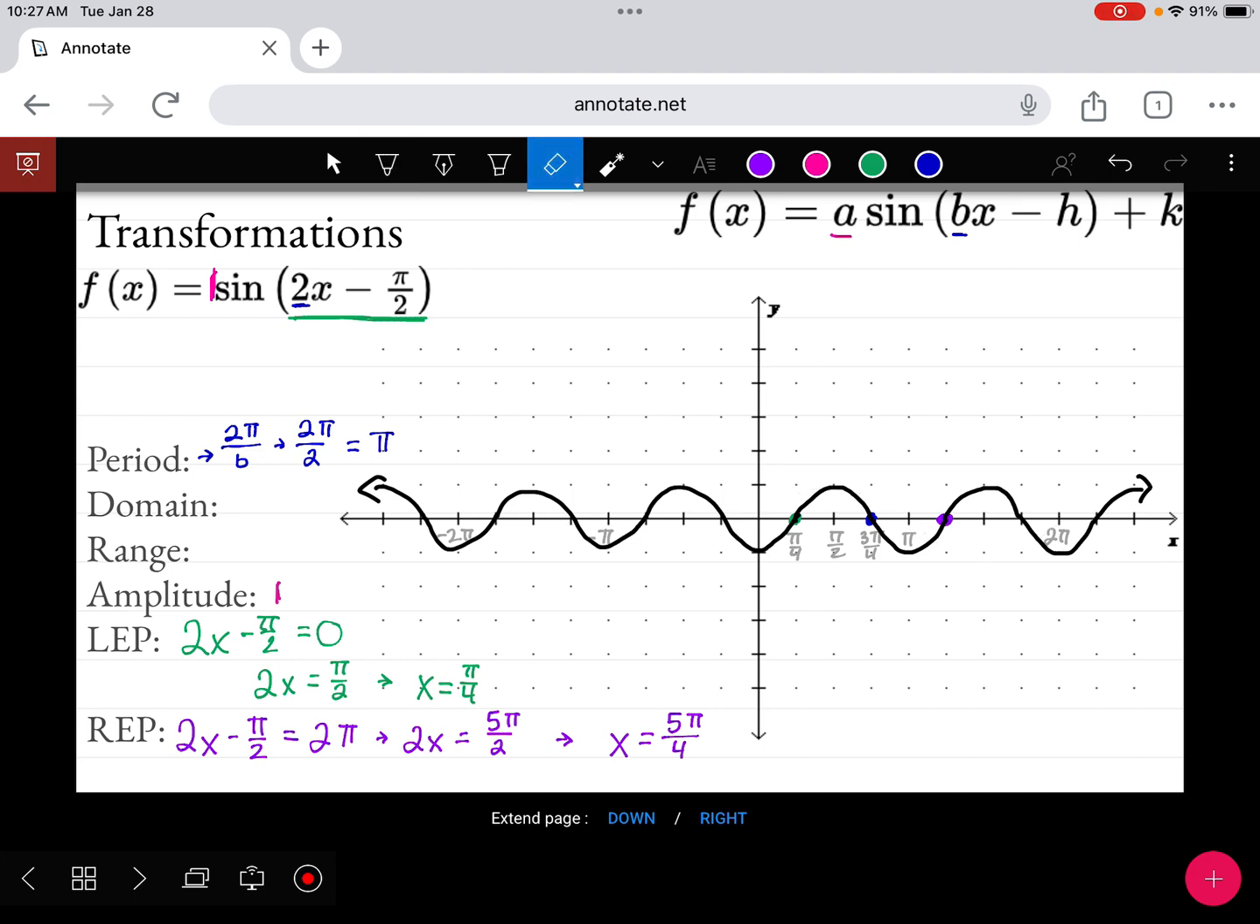Normally, we do not have the little sine underneath it. I just had that so that we could see what sine normally looks like. So we can see very much that it has been compressed. It's been shifted to the right pi over 4, and the amplitude did not change.